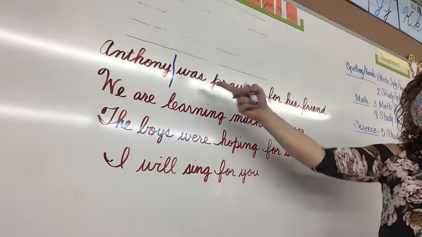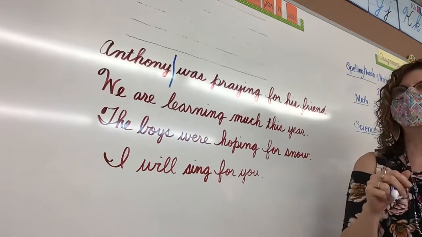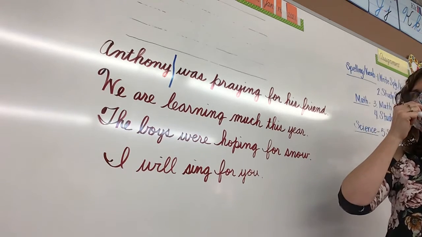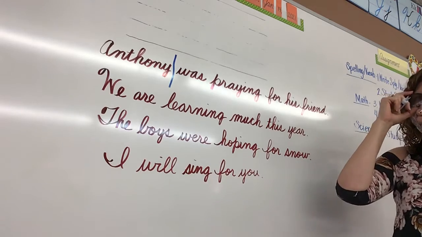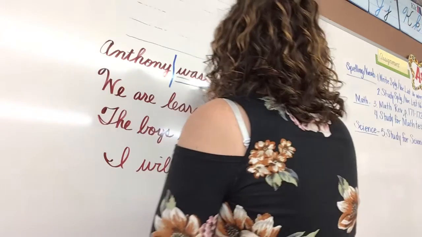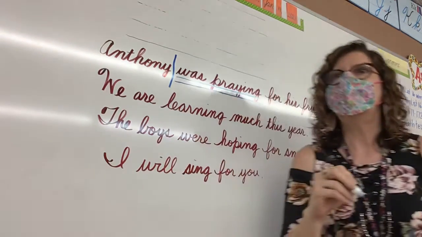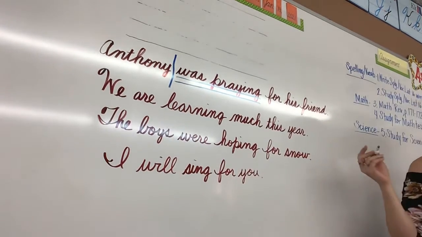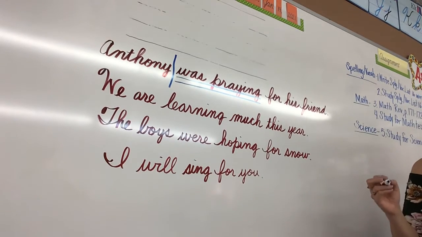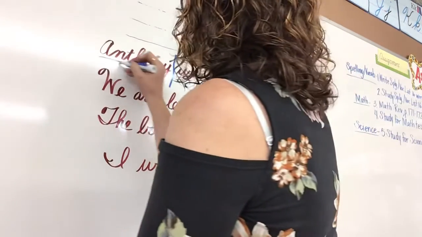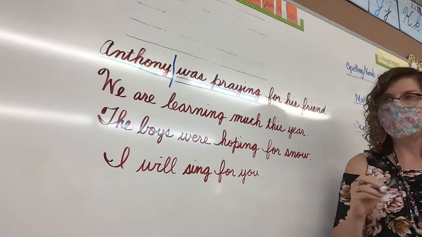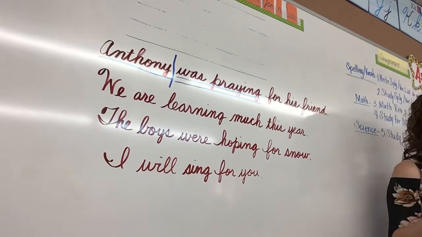Alright, so who can tell me from the predicate part what is our verb? Grace Taylor, what is our verb? Was praying. Yeah, was praying. That's a verb phrase going on here. Was praying. Make sure you get both. Alright? Was praying. And then you say to yourself, who was praying? Lily, who was praying? Anthony. So Anthony is our subject, so we underline it once. And this is exactly what you'll be doing on the quiz tomorrow. Alright? We are learning much this year.